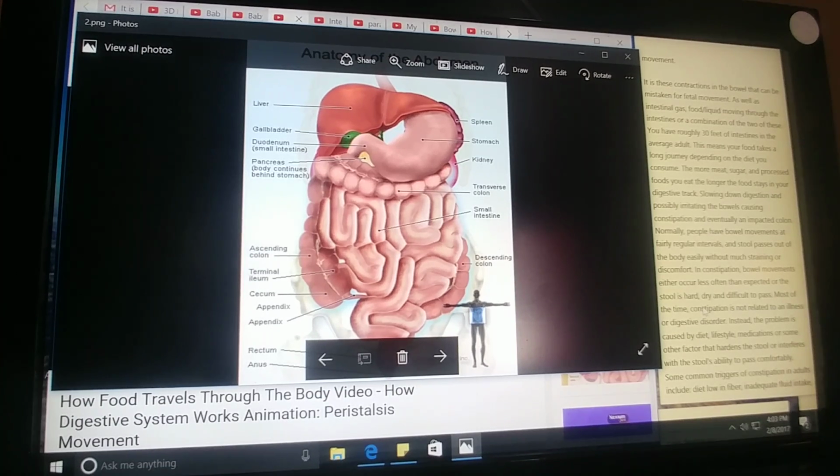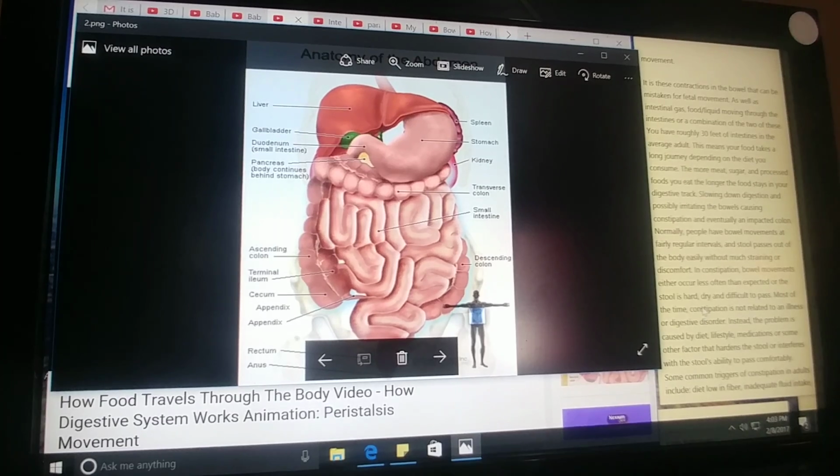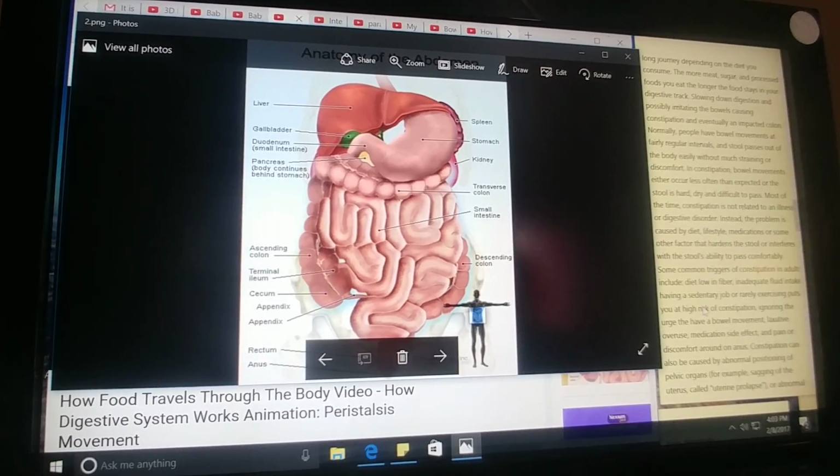You have roughly 30 feet of intestines in the average adult. This means your food takes a long journey, depending on the diet you consume. The more meat, sugar, processed foods, and dairy you eat, the longer the food stays in your digestive tract, slowing down digestion and possibly irritating the bowels, causing constipation and eventually an impacted colon.